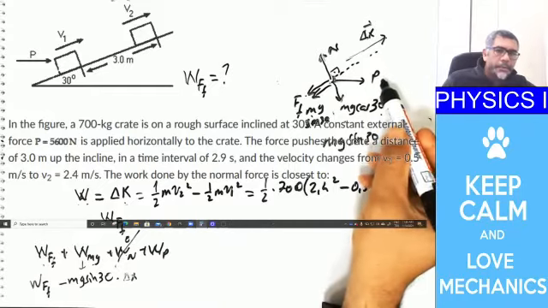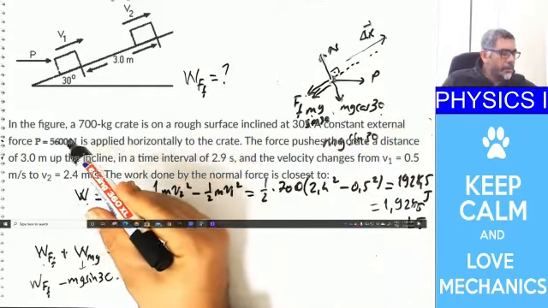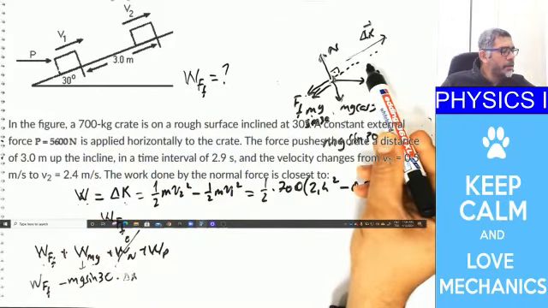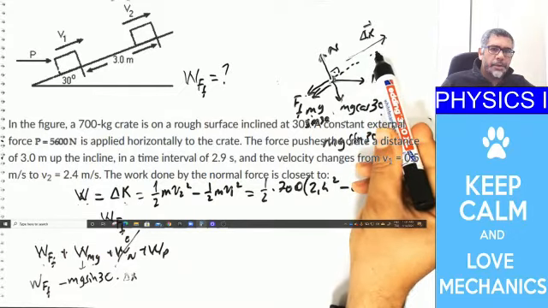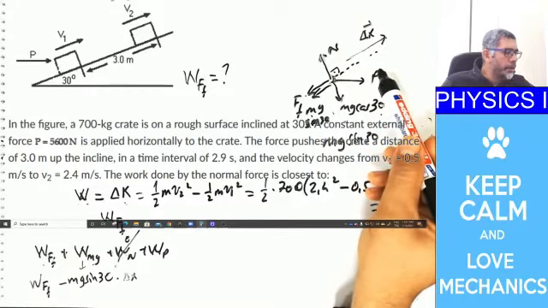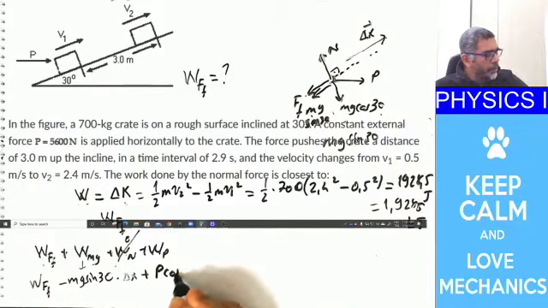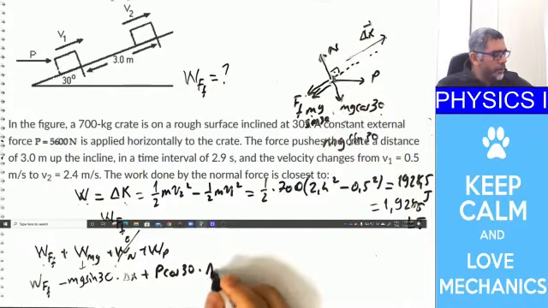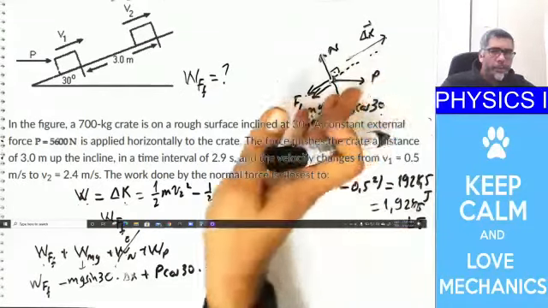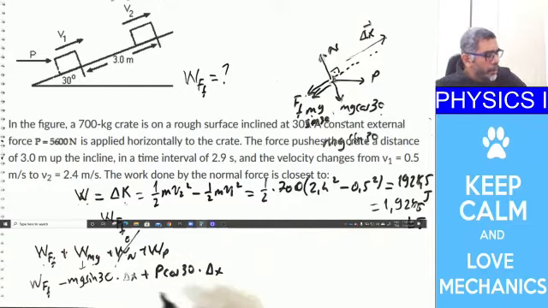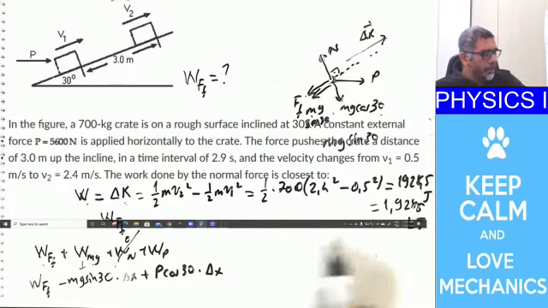And what about the work done by P? The P force is 5,600 newtons. This P force has a component in the direction of motion, so it will do positive work. The component is going to be P times cosine theta. So it is going to be P times cosine 30 degrees multiplied by delta x, and it's positive because this component is in the direction of motion. So the left-hand side is this. The right-hand side we have just found. And on the left-hand side, the only unknown is the work done by force of friction.